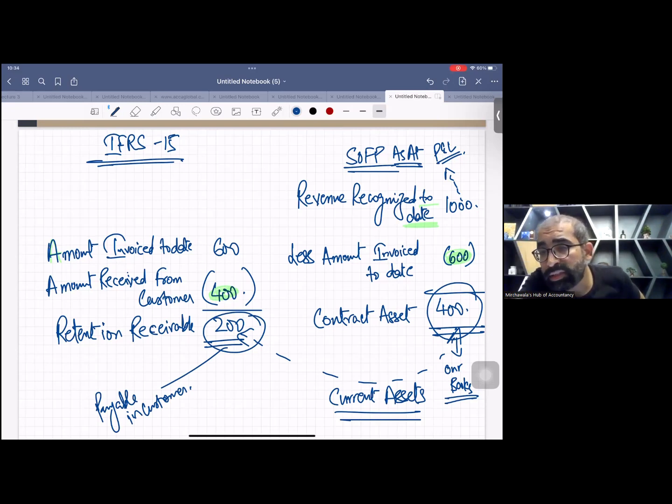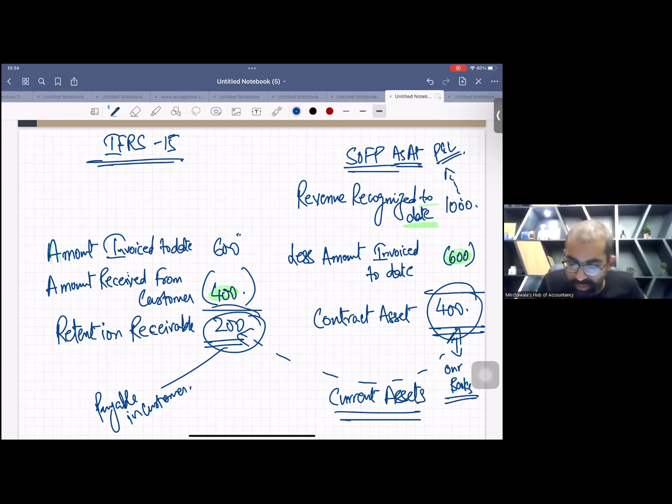But with the retention receivable, because we sent this invoice of 600 to the customer, the customer is aware of this 600 amount. And out of this 600, the customer paid just 400. So there is a payable of 200 in the customer's books.